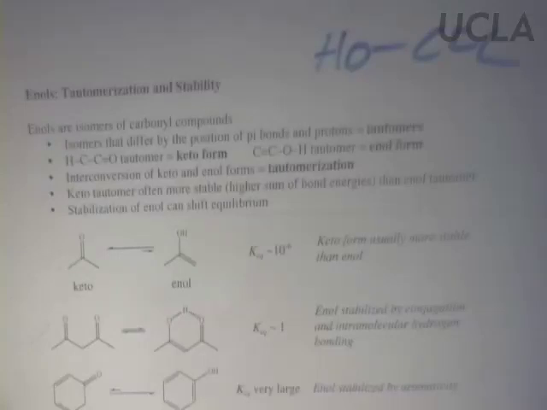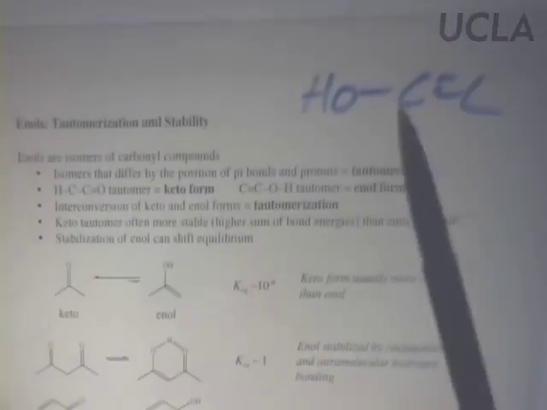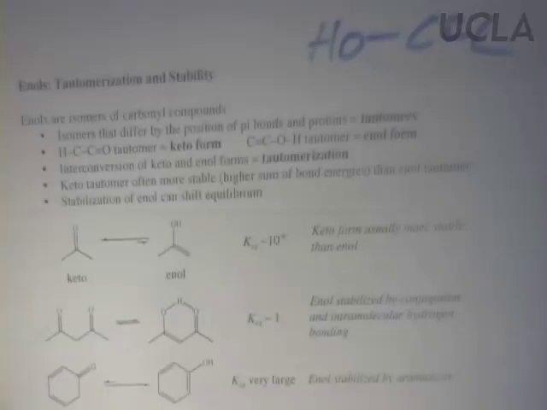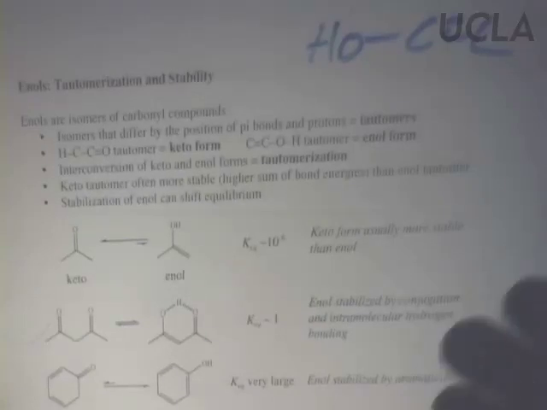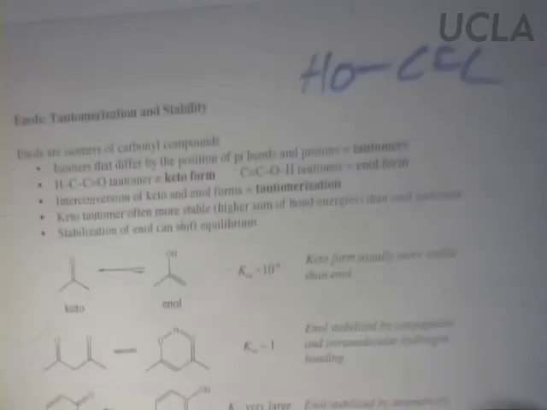Enols are like enolates, except instead of having the C double bond O minus, they have the C double bond OH. We can think of them as kind of isomers of corresponding carbonyl compounds. In other words, if I shift a hydrogen over here and a pi bond over here, I have the carbonyl compound. We've talked about this before.